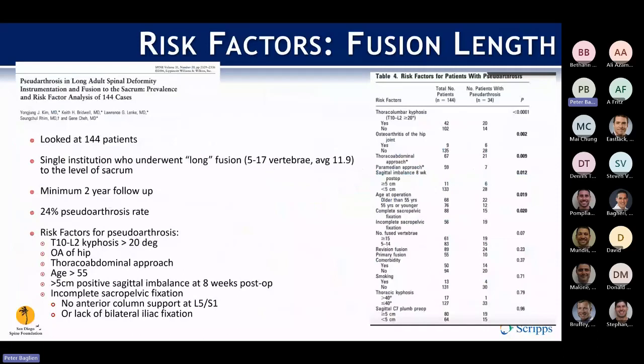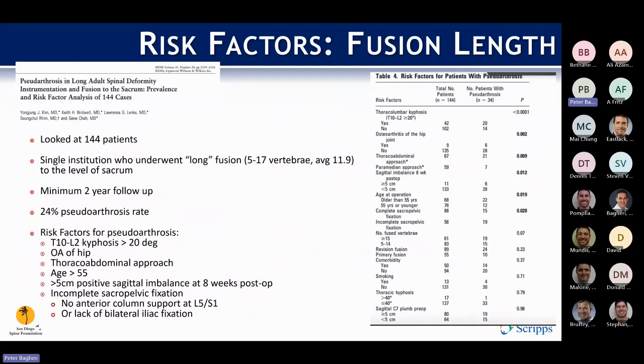Other risk factors: fusion length does seem to play a role. This was a study that looked at 144 patients, published in 2006, that underwent a long fusion from 5 to 17 vertebrae with a minimum of 2-year follow-up. They found an all-cause pseudoarthrosis rate of 24%, and the risk factors are seen here.